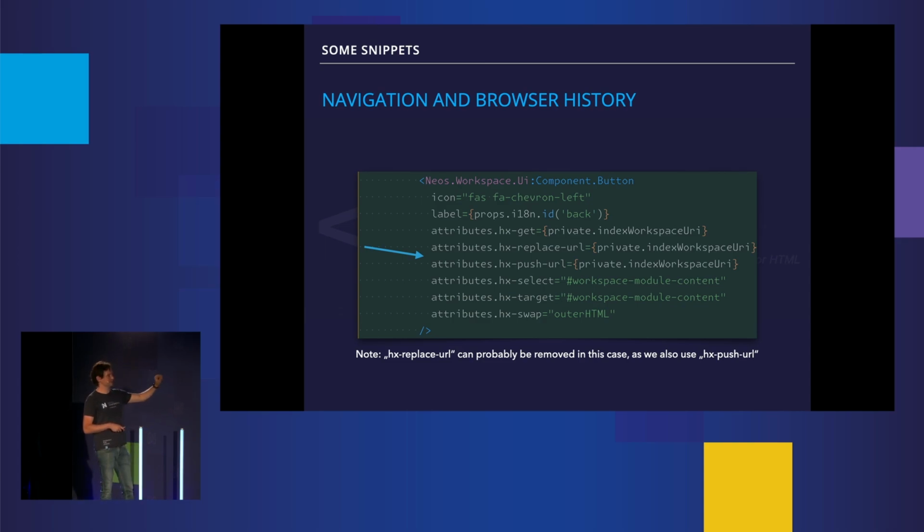And then we have the select and the target. The select and the target are meant to tell HTMX to take that piece from the response and where to put it in our current markup. And then at the end, with the swap, we say replace the outer HTML of the element that we currently have. You can also target something else.